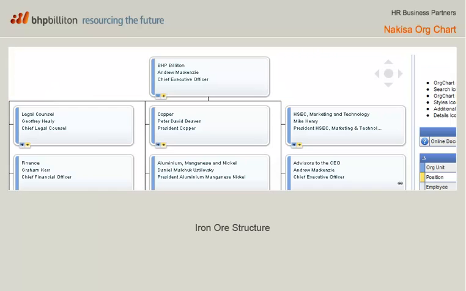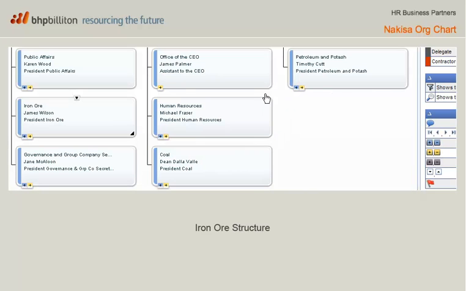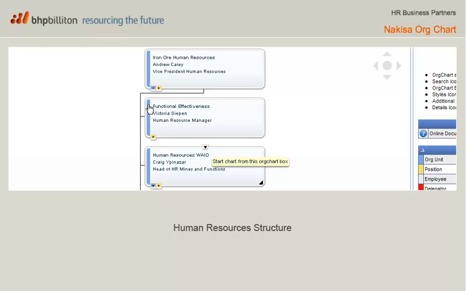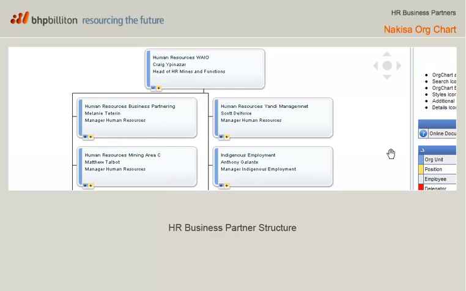Now let's look at the iron ore structure. Scroll down to view the iron ore organization unit. Select the black arrow at the top of the iron ore organization unit. To find more information on the iron ore human resources structure, click the down arrow. The human resources structure is now displayed. For HR business partners, we will click on Human Resources wheel. The HR business partner structure appears.